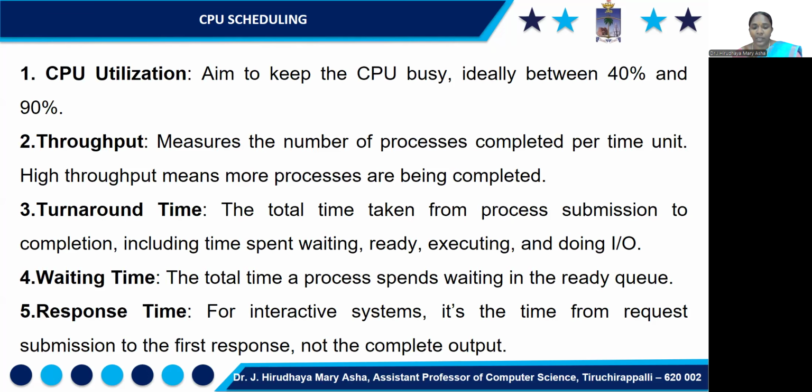These discussed concepts are displayed here. In this, we will see that the CPU should be used from 40% to 90%, and turnaround time should always be kept minimal. Waiting time, response time, and turnaround time should be kept minimal, so that the values of turnaround time, waiting time, and response time are low.